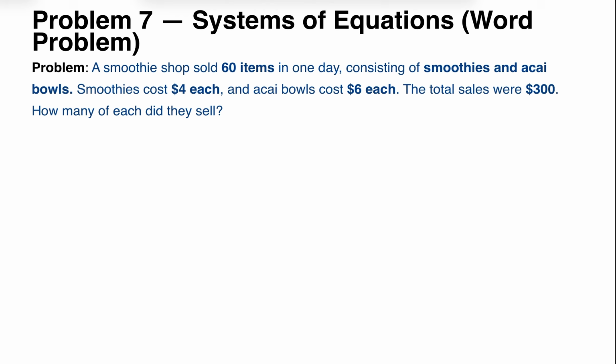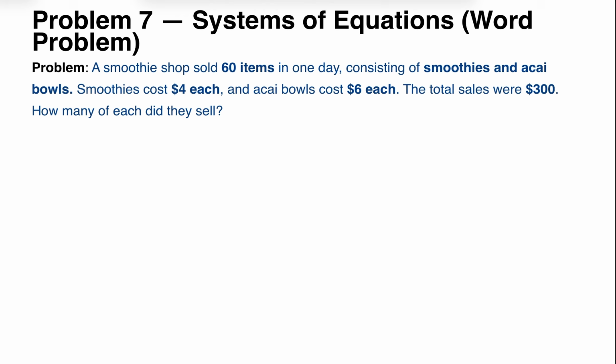It says a smoothie shop sold 60 items in one day, consisting of smoothies and acai bowls. Smoothies cost $4 each, and acai bowls cost $6 each. The total sales were $300. How many of each did they sell? Well, let's start by defining what each variable means.